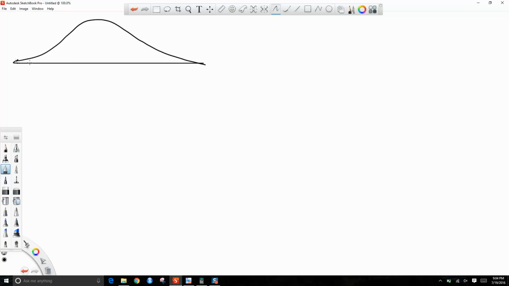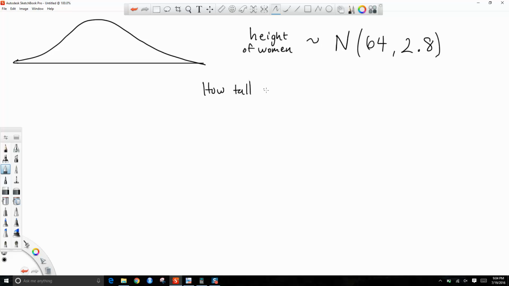Okay. So we'll say, all right, so I'll just say heights of women come from a normal distribution. I'm going to say mean 64 and standard deviation 2.8. And I'll say, how tall is a woman in the 15th percentile for height? So go ahead and try that out.